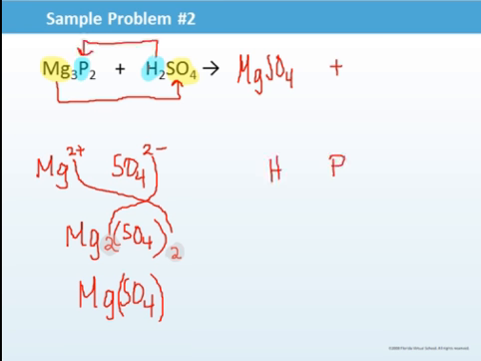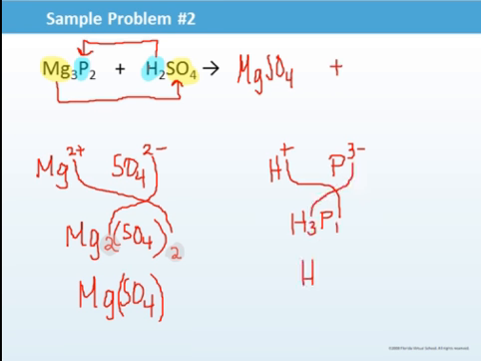We look up at the periodic table and we see that hydrogen has a +1 charge. The common charge for phosphorus is -3. So we can do our lovely crisscross. +1, so that's just a 1. -3 is 3.